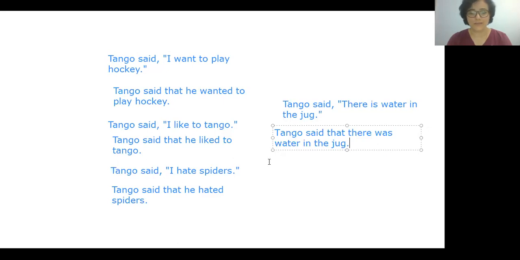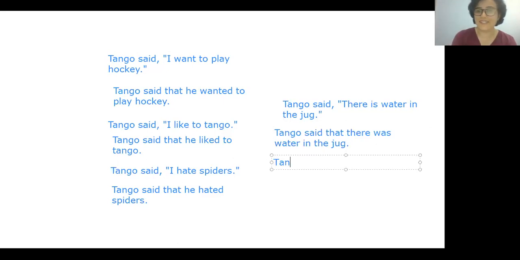I hope you're not fed up of Tango, because here goes Tango again. Tango said, what did Tango say now? "My book is lost. My book is lost." So this is direct speech. Tango said, "My book is lost." Right? Let's make that into indirect speech.